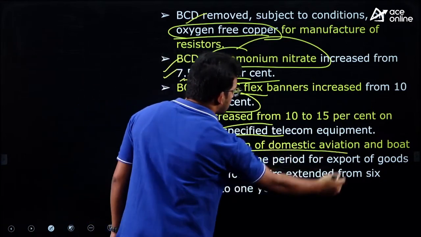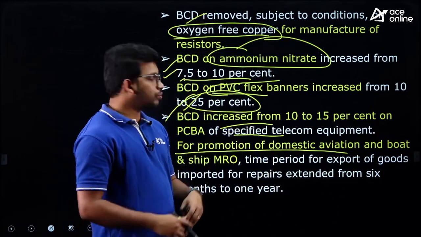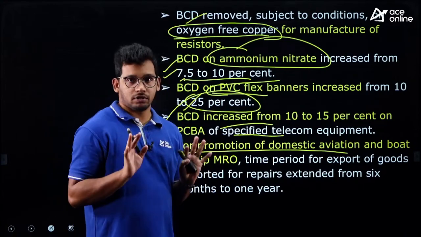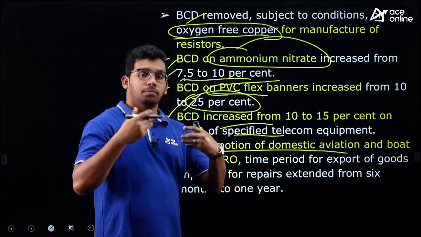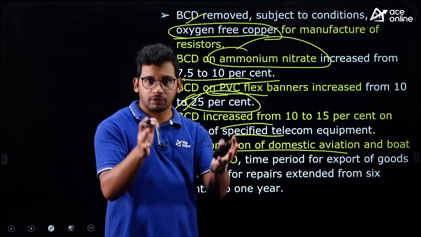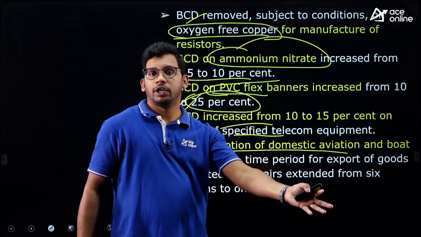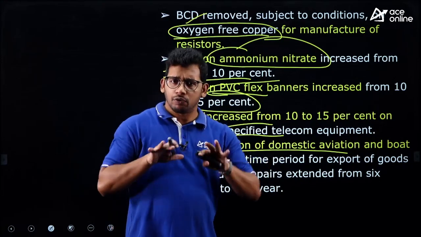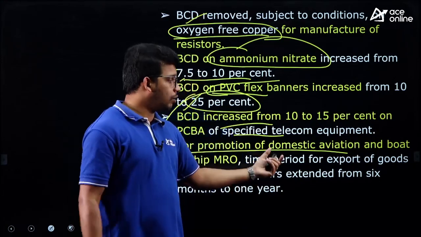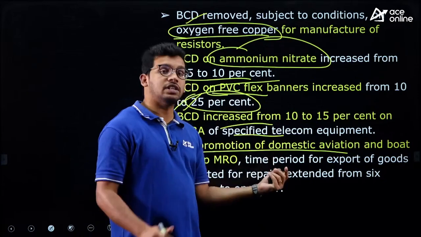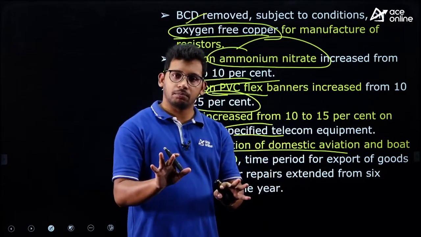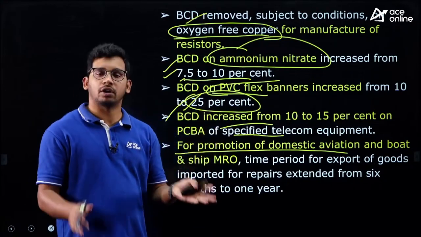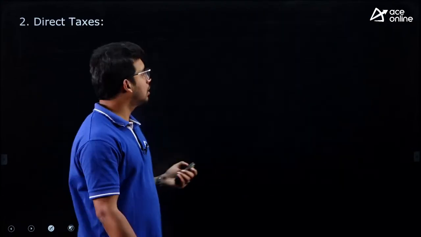For promotion of domestic aviation and boat shipping, now they are allowing imports. You can take equipment and then they need to send it back in 6 months, because they need to make continuous payments and we need to give our rupees. So to contain that, the government kept it at 6 months, now it was increased to 1 year. So you import the repair equipment for your ships and aviation, but you can send it back within 1 year, not 6 months. So they have encouraged it, right.